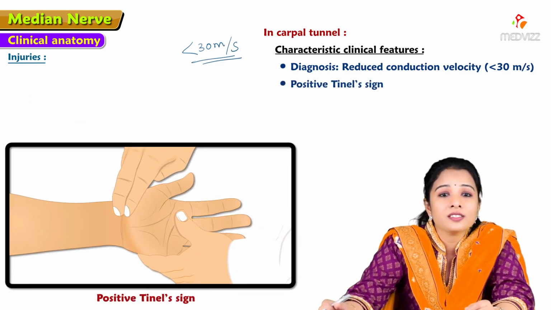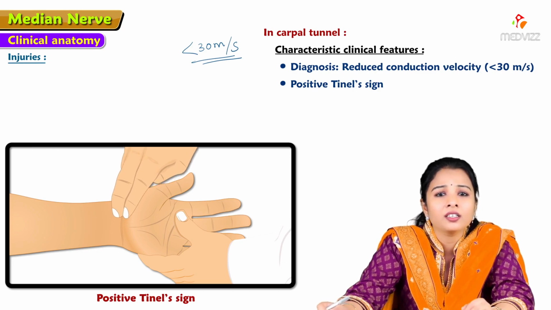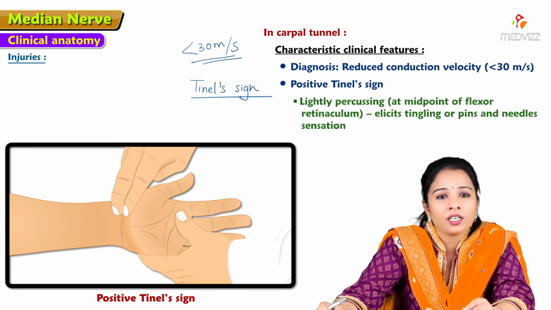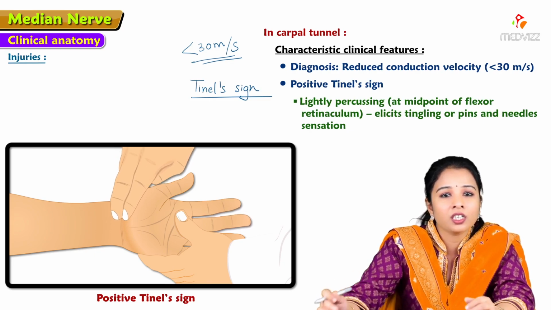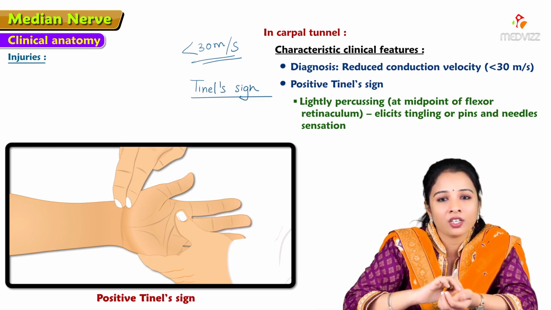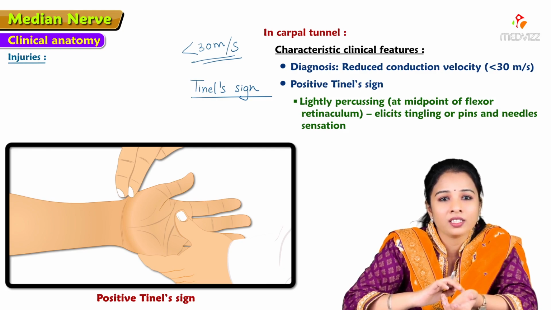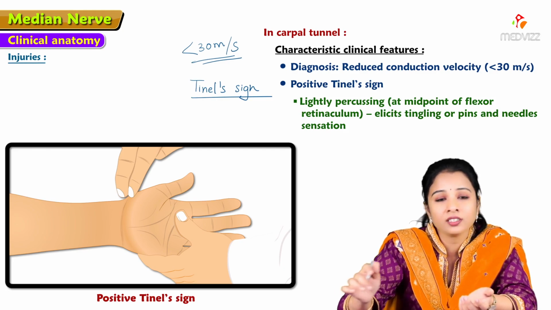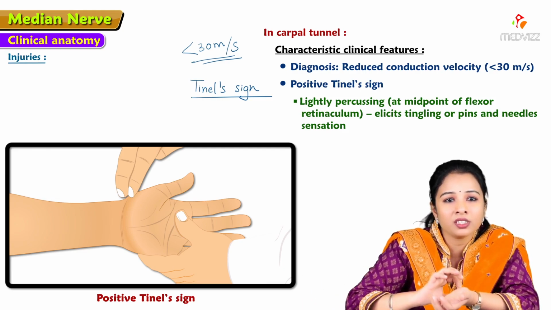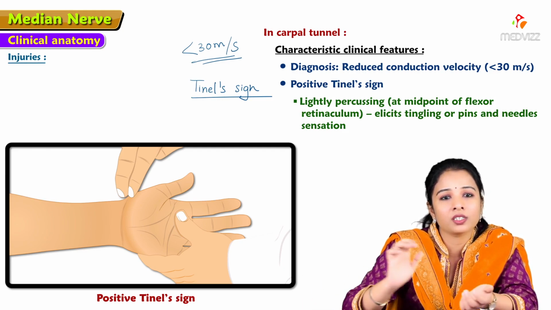And positive Tinel sign. What is this Tinel sign? It is positive with light percussion. If you do percussion at the midpoint of the flexor retinaculum over the nerve, it elicits a tingling of pins and needles sensation. So this is called Tinel sign. Percussing means just tapping. So this is percussing.